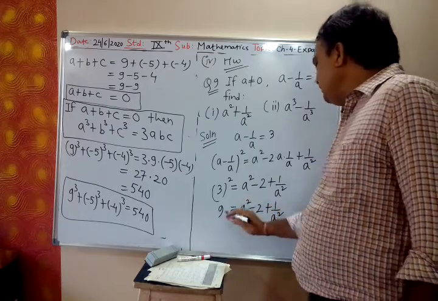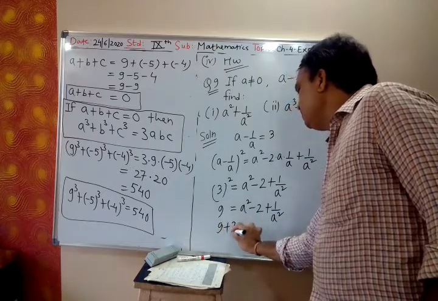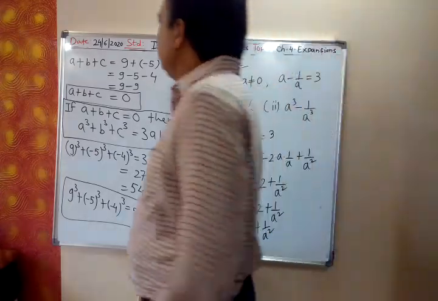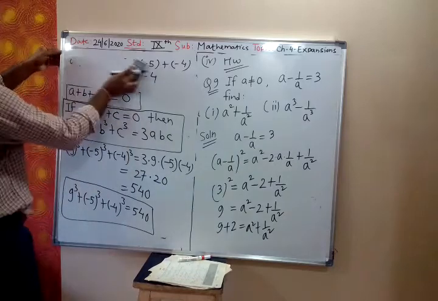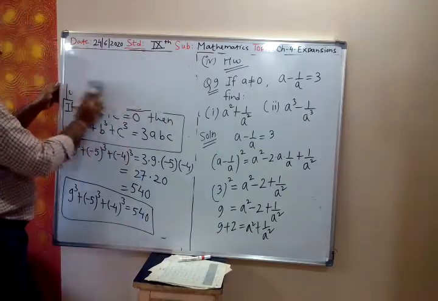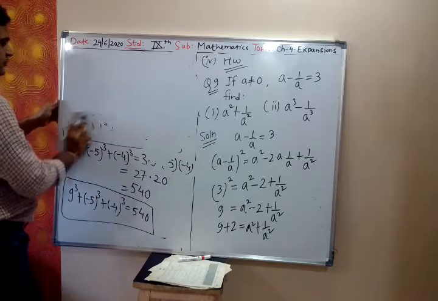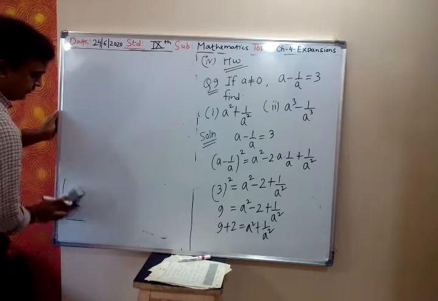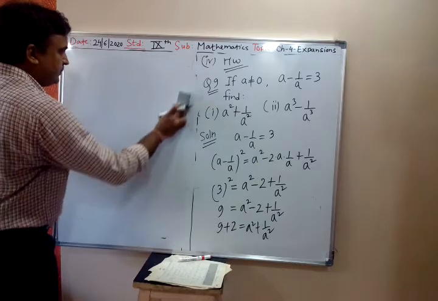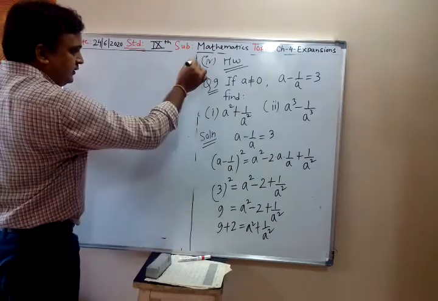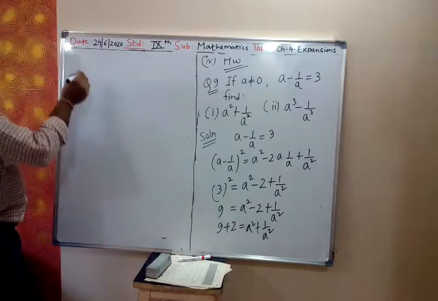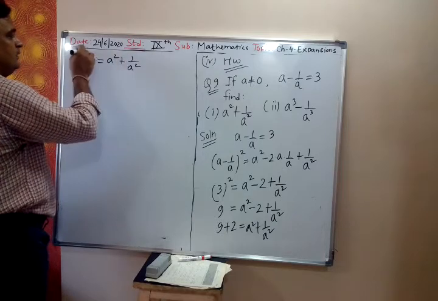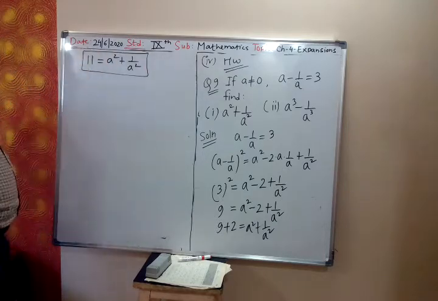Now we take minus 2 to the other side, you will get 9 plus 2 is equal to A square plus 1 upon A square. This is over. So 9 plus 2 is 11. So 11 is equal to A square plus 1 upon A square.